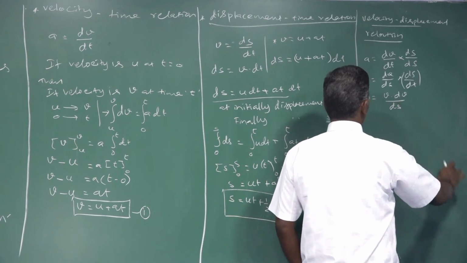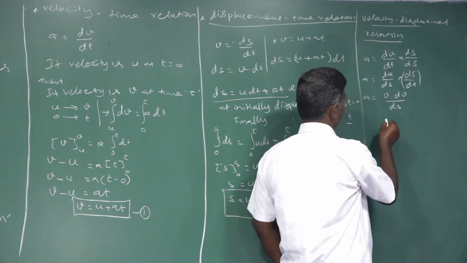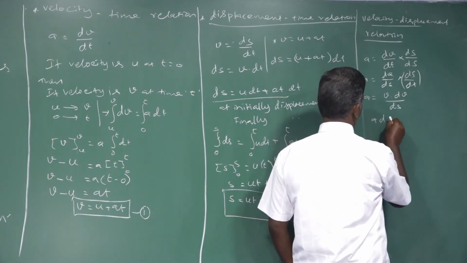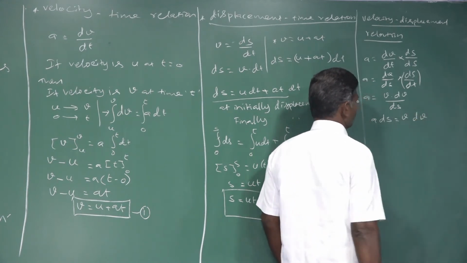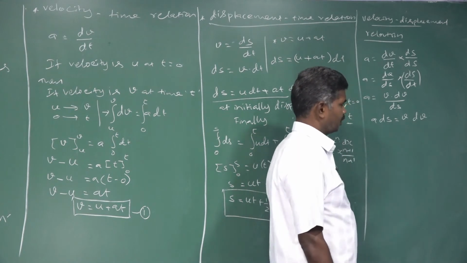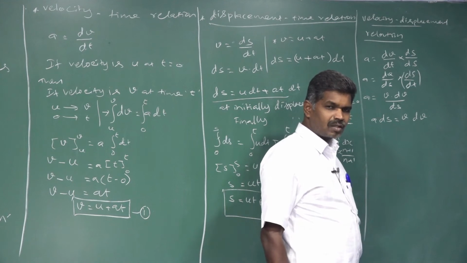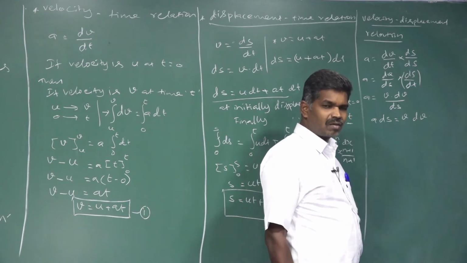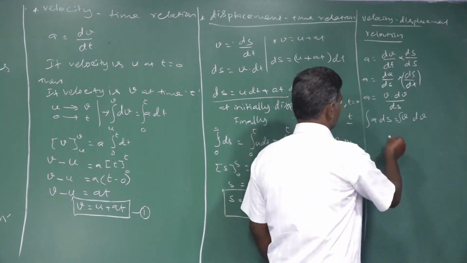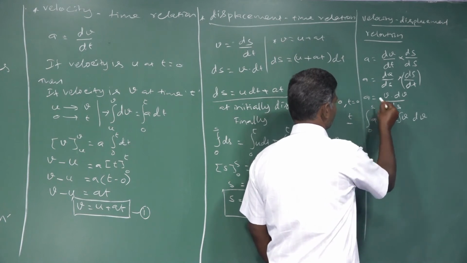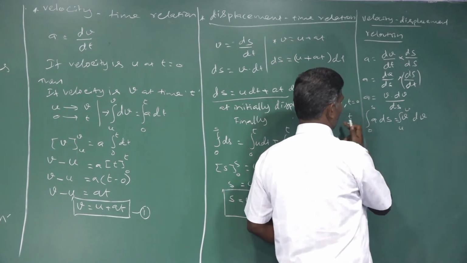So we can take a = v dv/ds. I want to rearrange this equation: a ds = v dv. Here the displacement limits are 0 to s, and the velocity limits are u to v. That's why we integrate on both sides. The displacement limits are 0 to s, the velocity limits are u to v. We know that acceleration is constant.